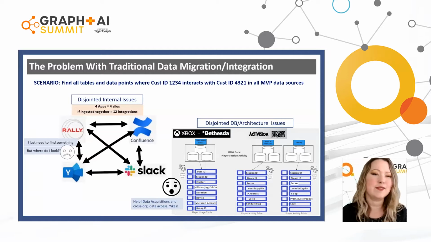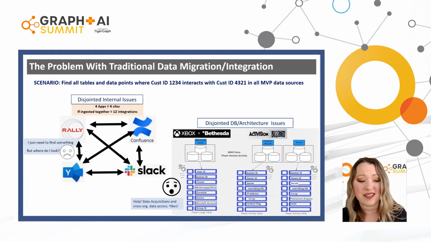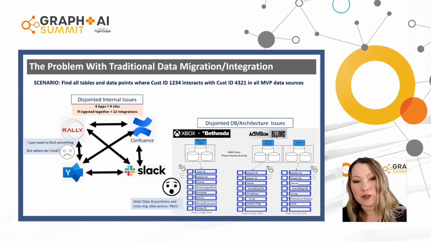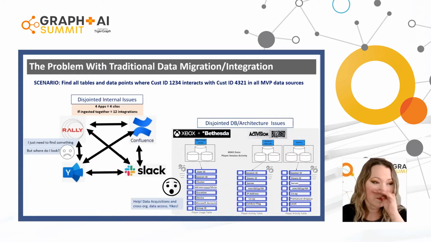All right, so what is the problem that we're talking about here? When you're talking about traditional data management or data integration, sometimes you have lots of different databases or lots of different resources that you have to look at to get your information. On one side of the coin, you can have all of these things internally. Maybe you have things on Rally, Confluence, Slack, whatever, and you don't know where to find anything. On the other side of the coin, you might be going through an acquisition, or maybe you have many, many different databases that contain data that you need to grab.